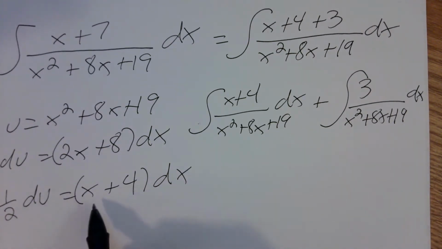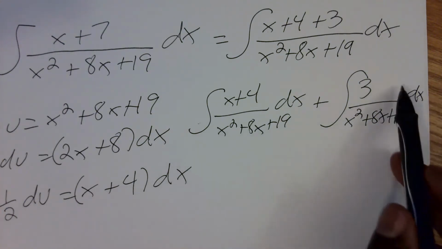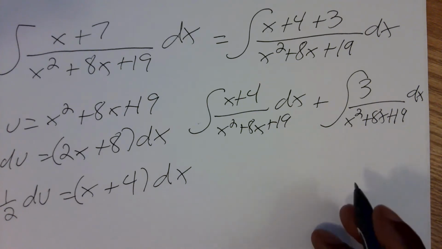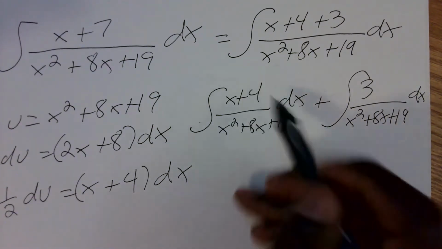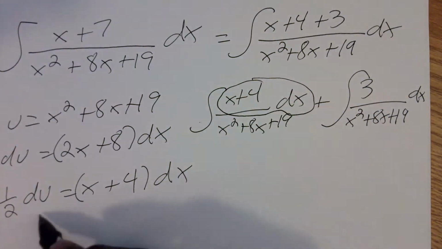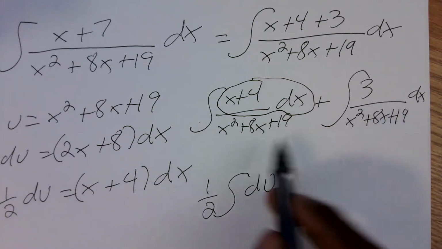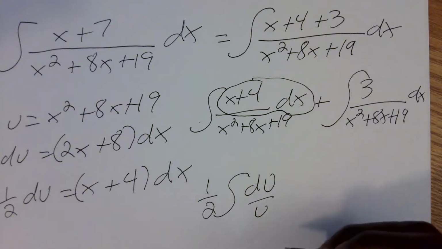Now I can use the U substitution on this one. We can already find the other answer pretty easily if we think about what we did in the first example. So let's look at the U substitution. x plus 4 dx is 1/2 du, and u is our denominator, so that's 1/2 du over u.